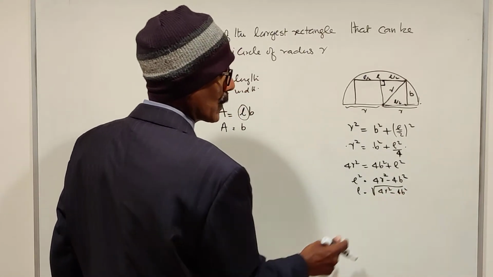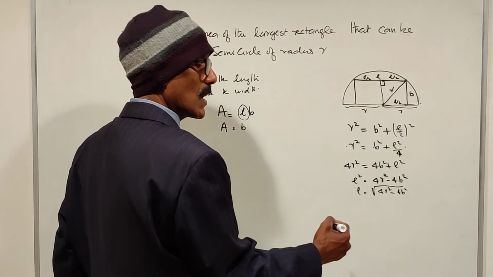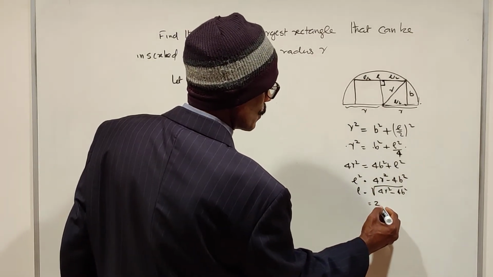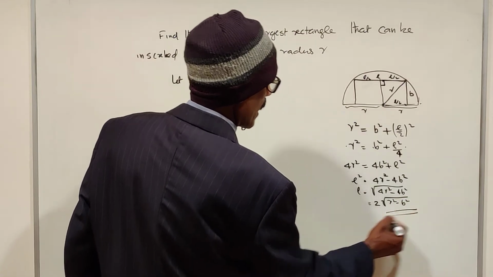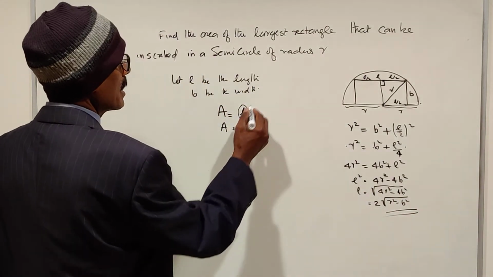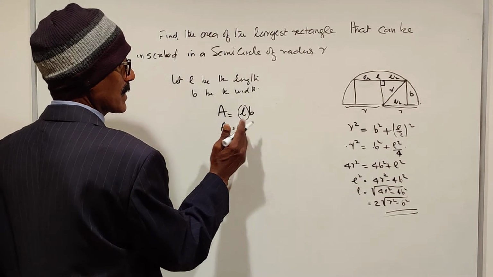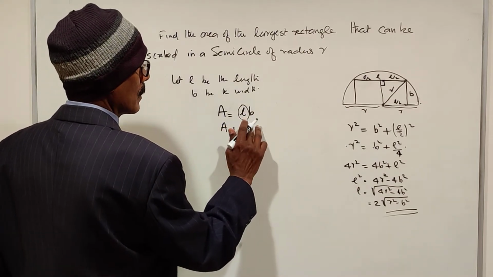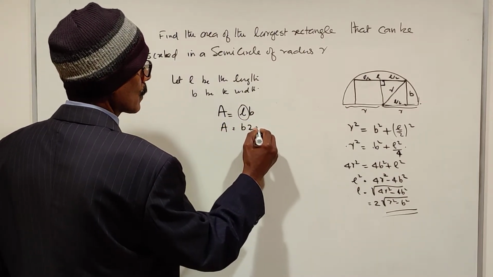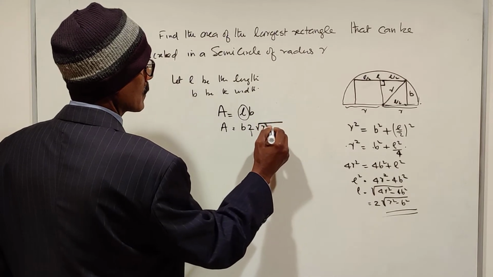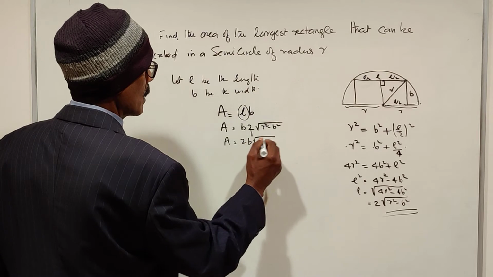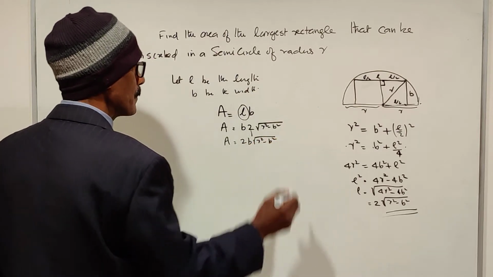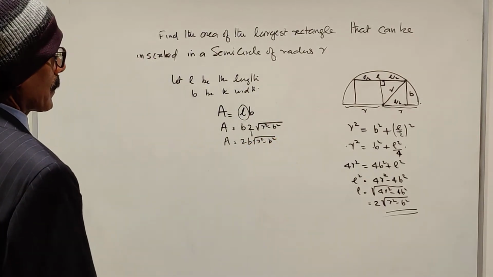You can take out 4 as a common factor. When it comes outside the square root, it becomes 2. So 2 into the square root of R square minus B square. That is L. Now substitute into A equals L into B: A is equal to 2B square root of R square minus B square.